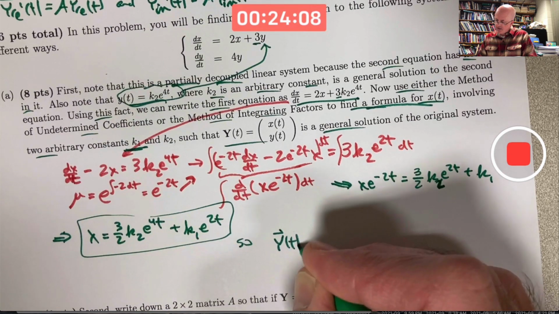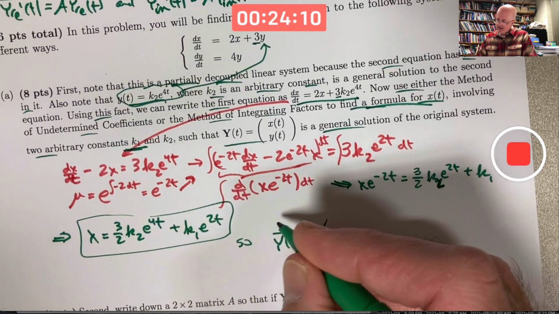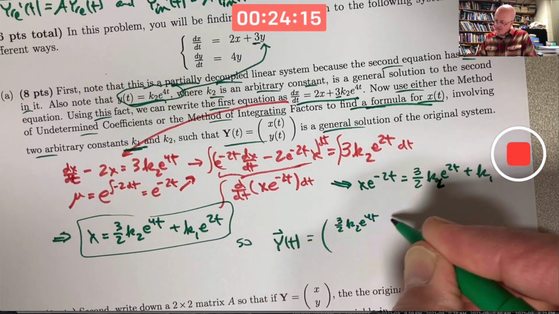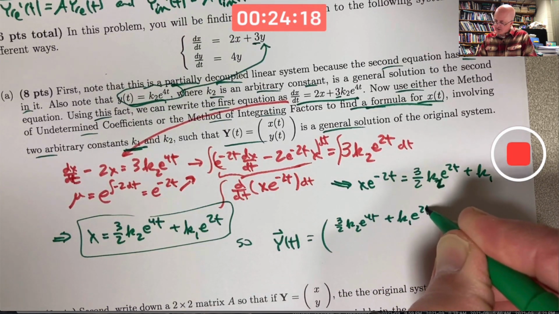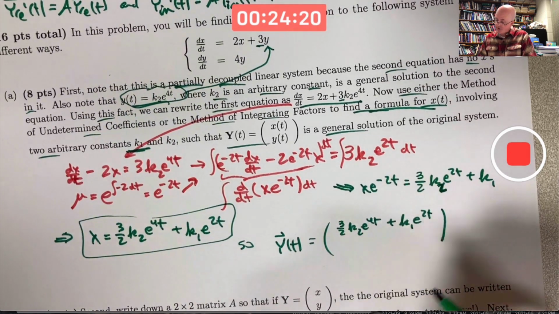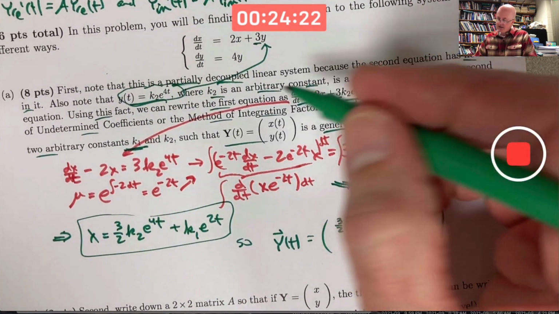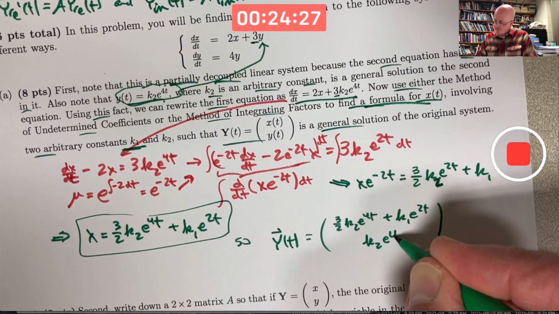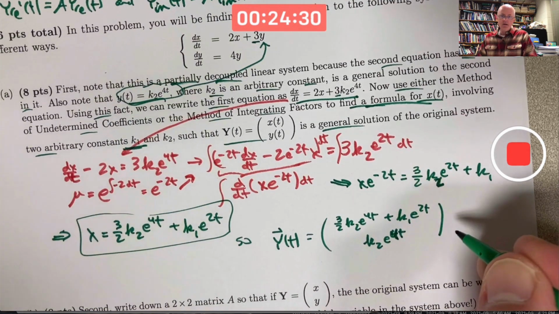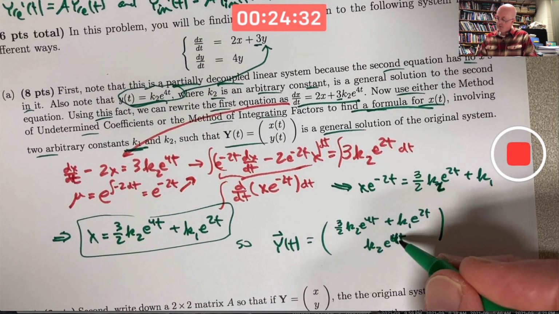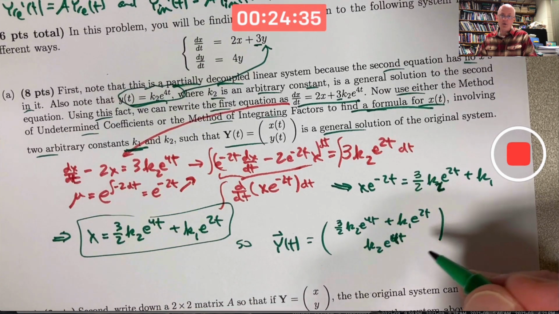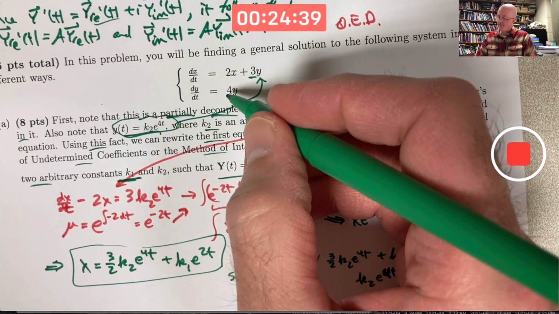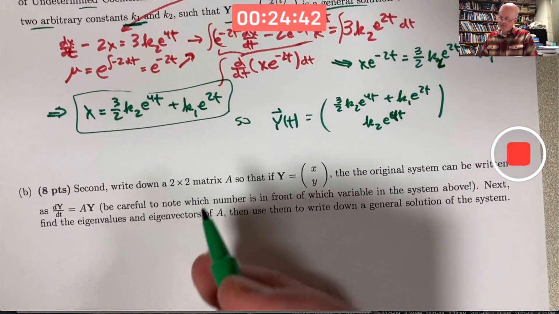vector y of t would then be this thing in the first component, 3/2 k2 e to the 4t plus k1 e to the 2t, and you could switch those around if you prefer the k1 term first for the first component, and this thing right up at there for the y of t, k2 e to the 4t. Note that there's this coefficient of 4 and 2 in both of these powers of e. That is related to the fact that we have a 2 and a 4 up there. And that'll come out here in the second part.